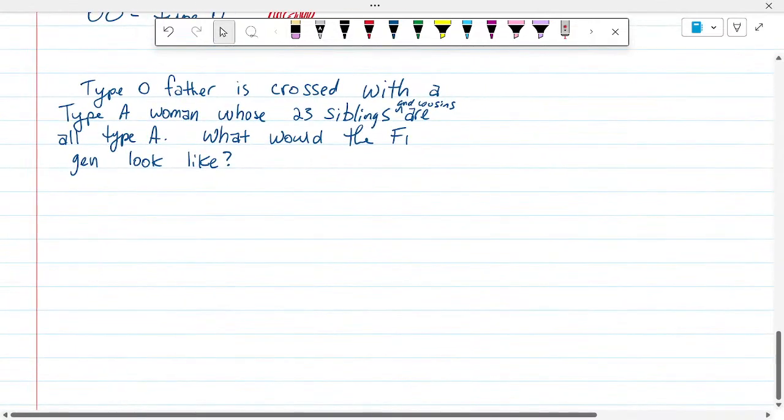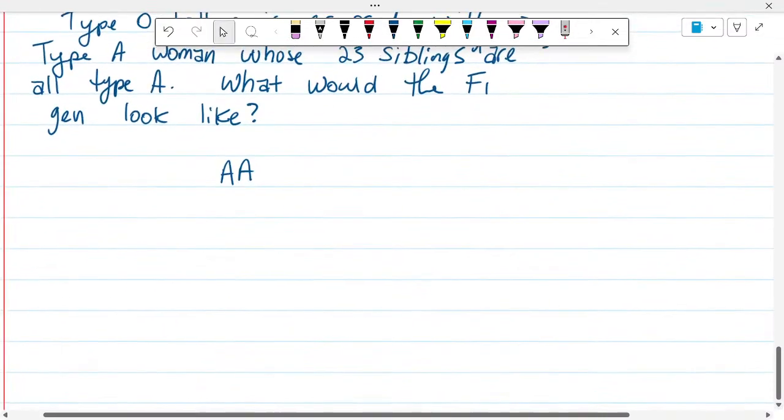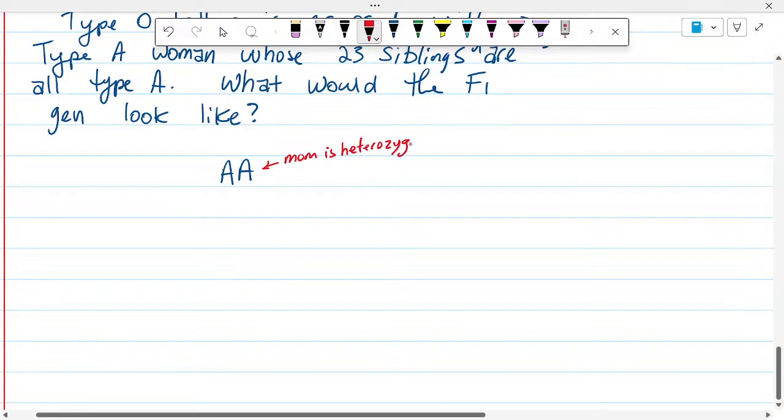Well, by convention, we usually put the mom up on the top of these things. So mom is here, and we're saying she is type AA. We think mom is heterozygous, is a good guess. Now, is it possible that she's not? Sure. Maybe her mom is heterozygous dominant.